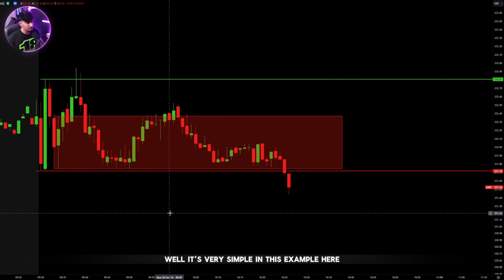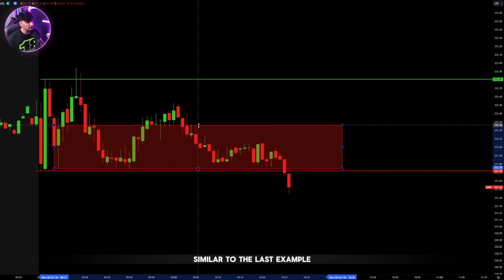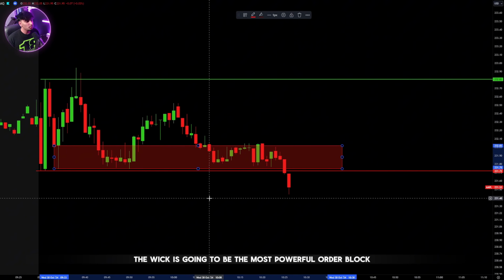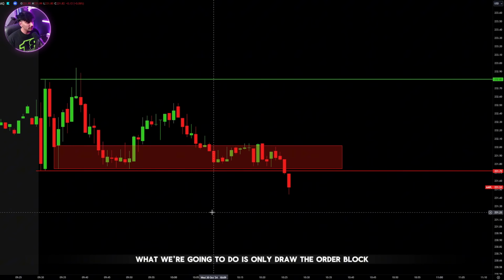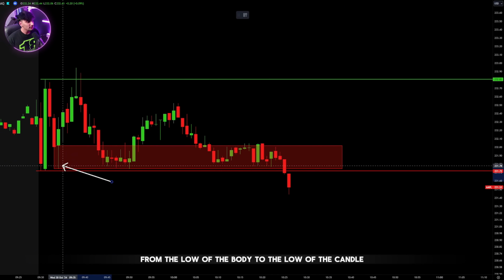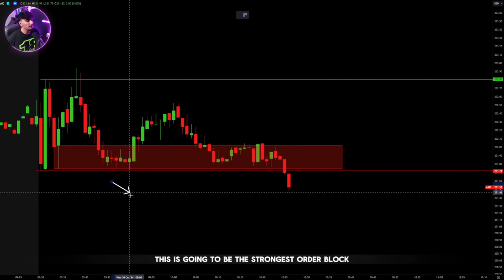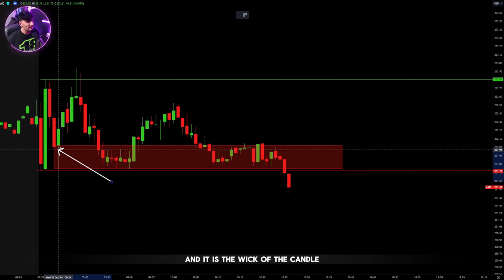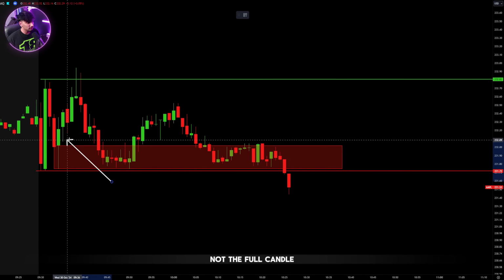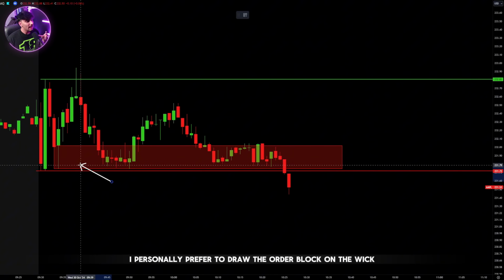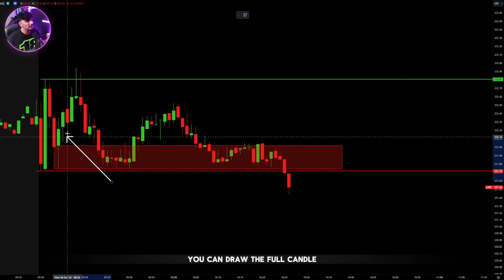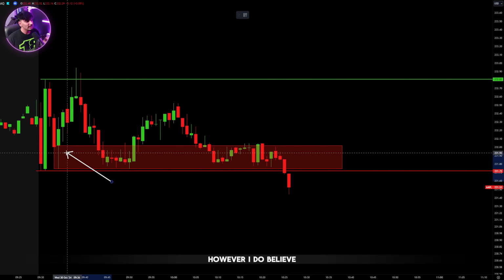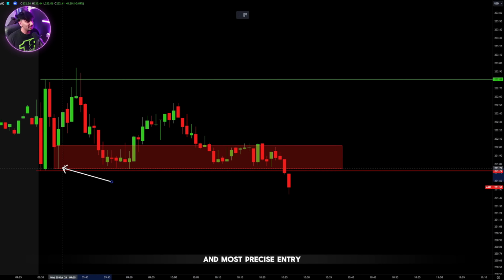Well, it's very simple. In this example here, similar to the last example like I talked about, the wick is going to be the most powerful order block. Therefore, what we're going to do is only draw the order block from the low of the body to the low of the candle. This is going to be the strongest order block, and it is the wick of the candle, not the full candle. Based off of my historical performance, I personally prefer to draw the order block on the wick because those are the most powerful. You can draw the full candle. However, I do believe that the wick is going to give you the best and most precise entry.